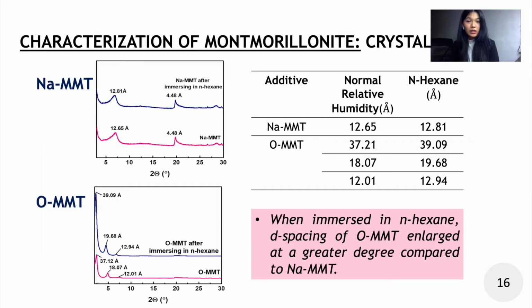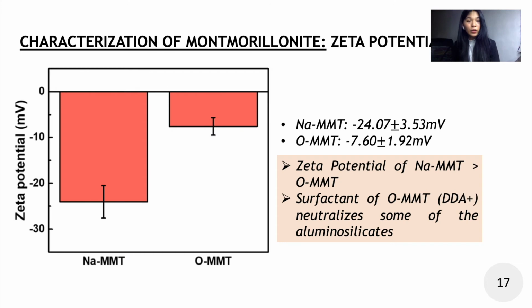For the crystallinity of the Montmorillonites, NaMMT has a basal spacing of 12.81 and 4.81, while OMMT has 3 basal spacings at 37.21, 18.07, and 12.01. This indicates that this additive is composed of paraffinic, mono, and bilayer layers, respectively. Comparing the two additives, when both are immersed in N-hexane, the spacing of OMMT enlarges at a greater degree compared to NaMMT.